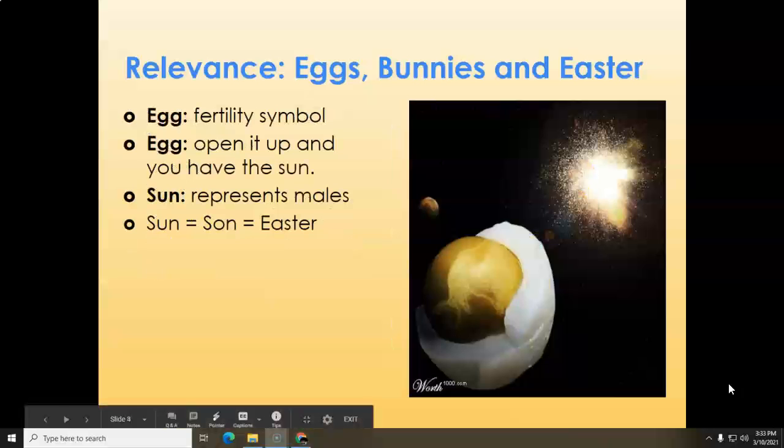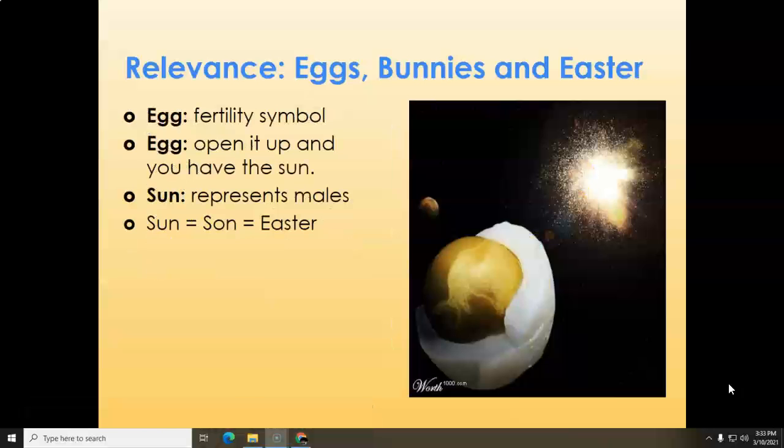The egg itself is a fertility symbol. It's one of the most obvious fertility symbols that there are. When you open up the egg, you have the yolk, which is bright yellow, and it resembles the sun. The sun across the world is usually associated with males. And then if you put the words together, the sun equals the son, S-O-N, as in child of, and that has to do with Easter and the religious holiday.